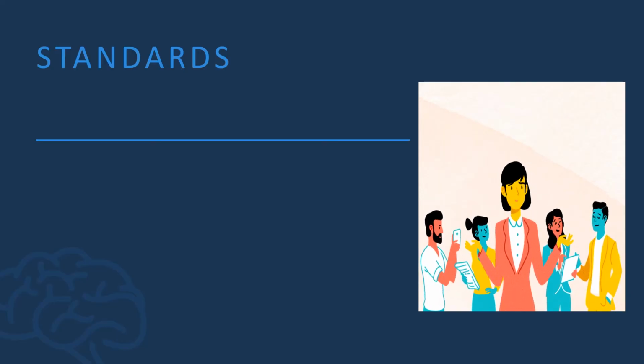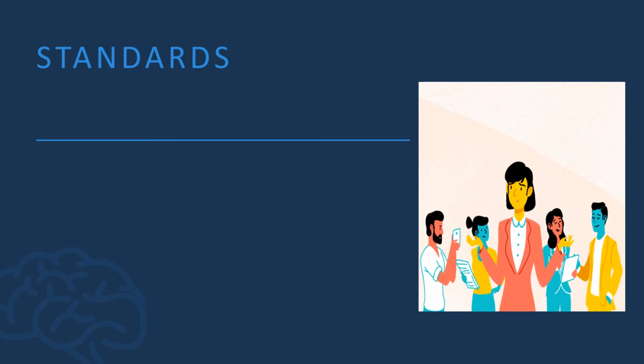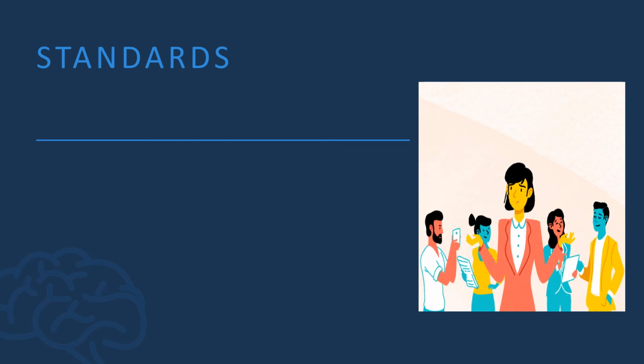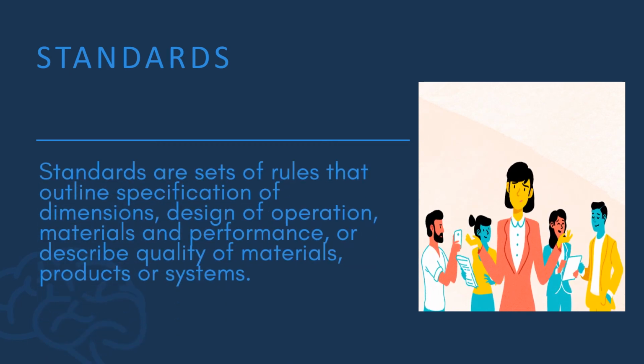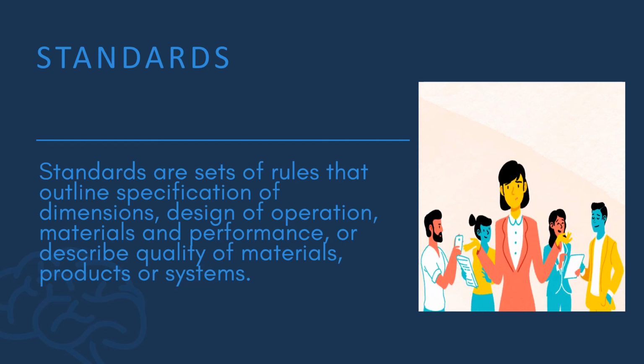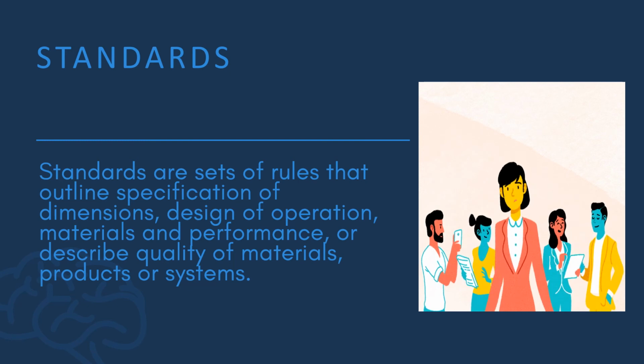So our next lesson will be all about standards. The first question will be, what are standards? When you say standards, these are sets of rules that outline specification of dimensions, design of operation, materials and performance, or describe quality of materials, products, or systems.